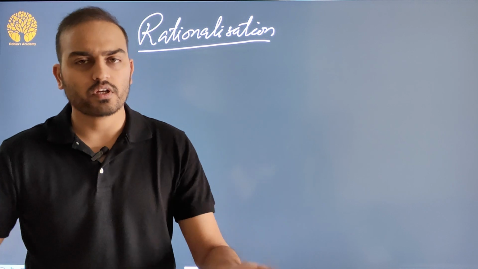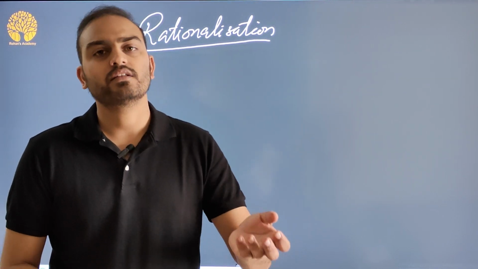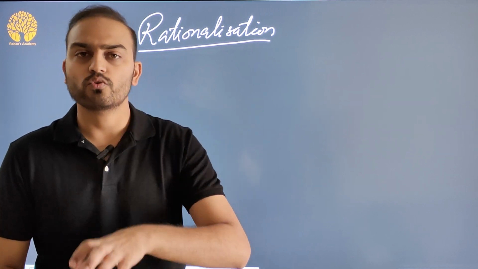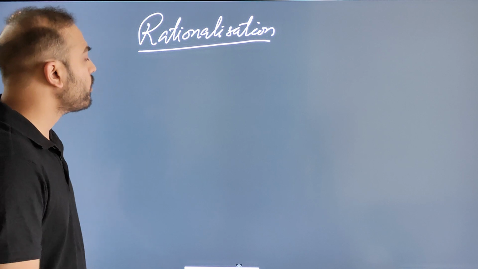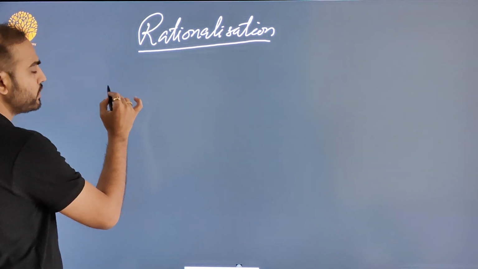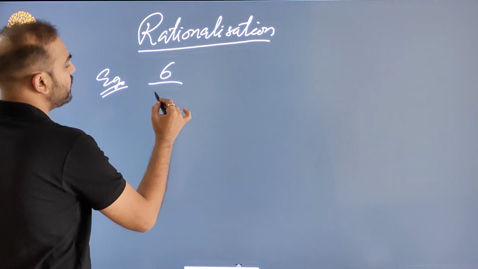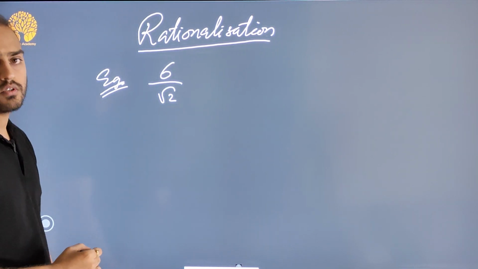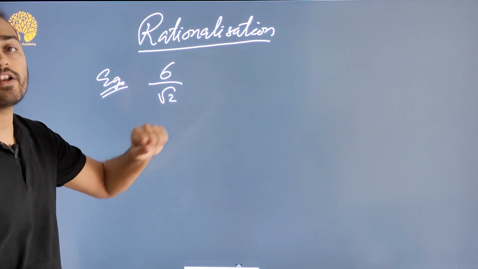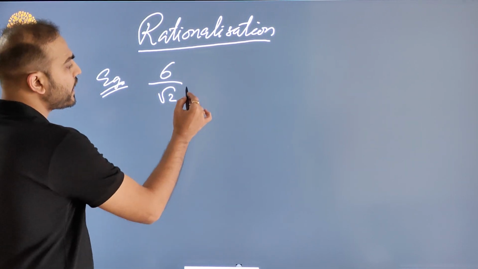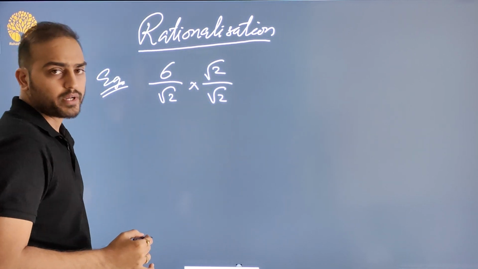Okay, so we solve the question, we get an answer, great, right? But a convention says that we don't prefer any root, cube root, square root, any sort of root, in the denominator. Say for example, I solve some question and the answer comes as 6 over root 2. So we don't like that. So what do we do? We rationalize the denominator. How do we rationalize it? We multiply the numerator and denominator by root 2.